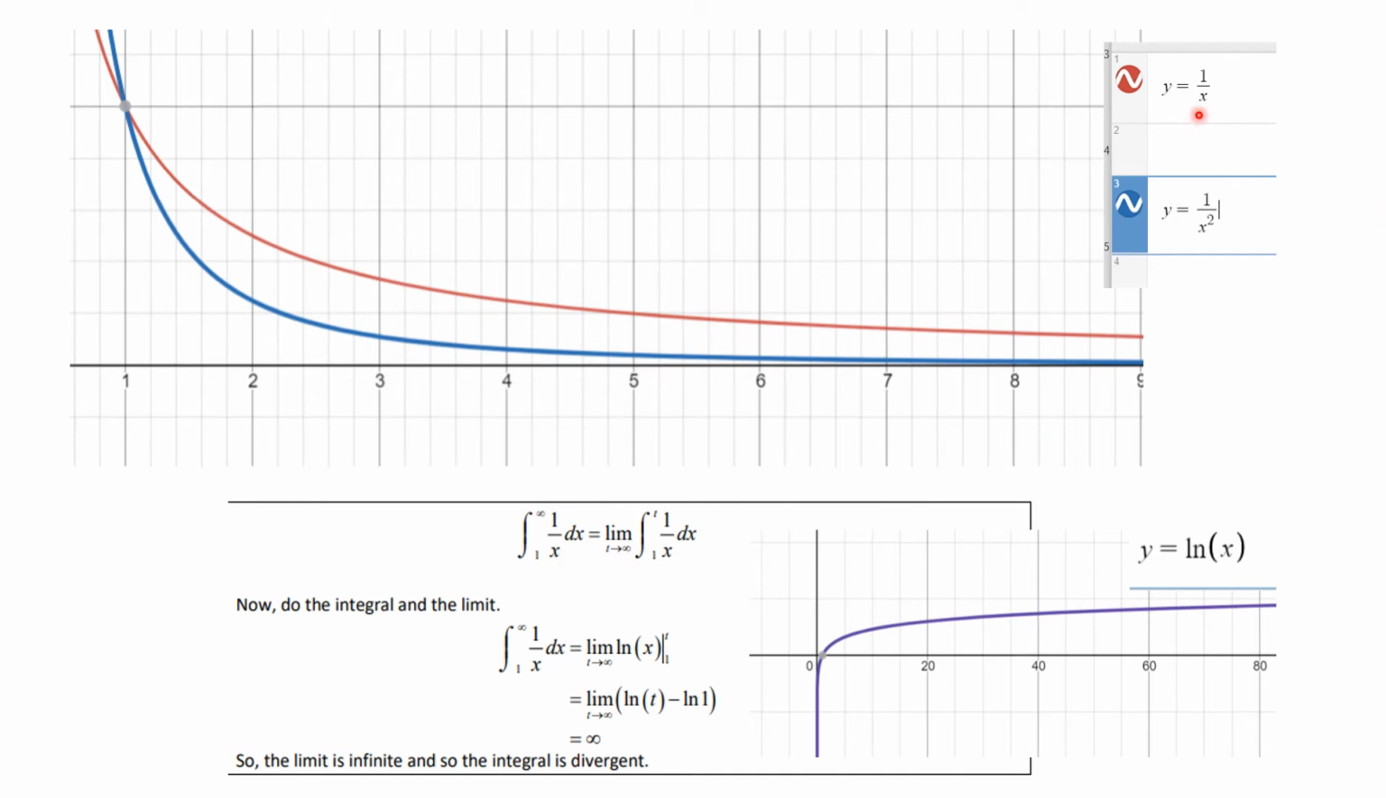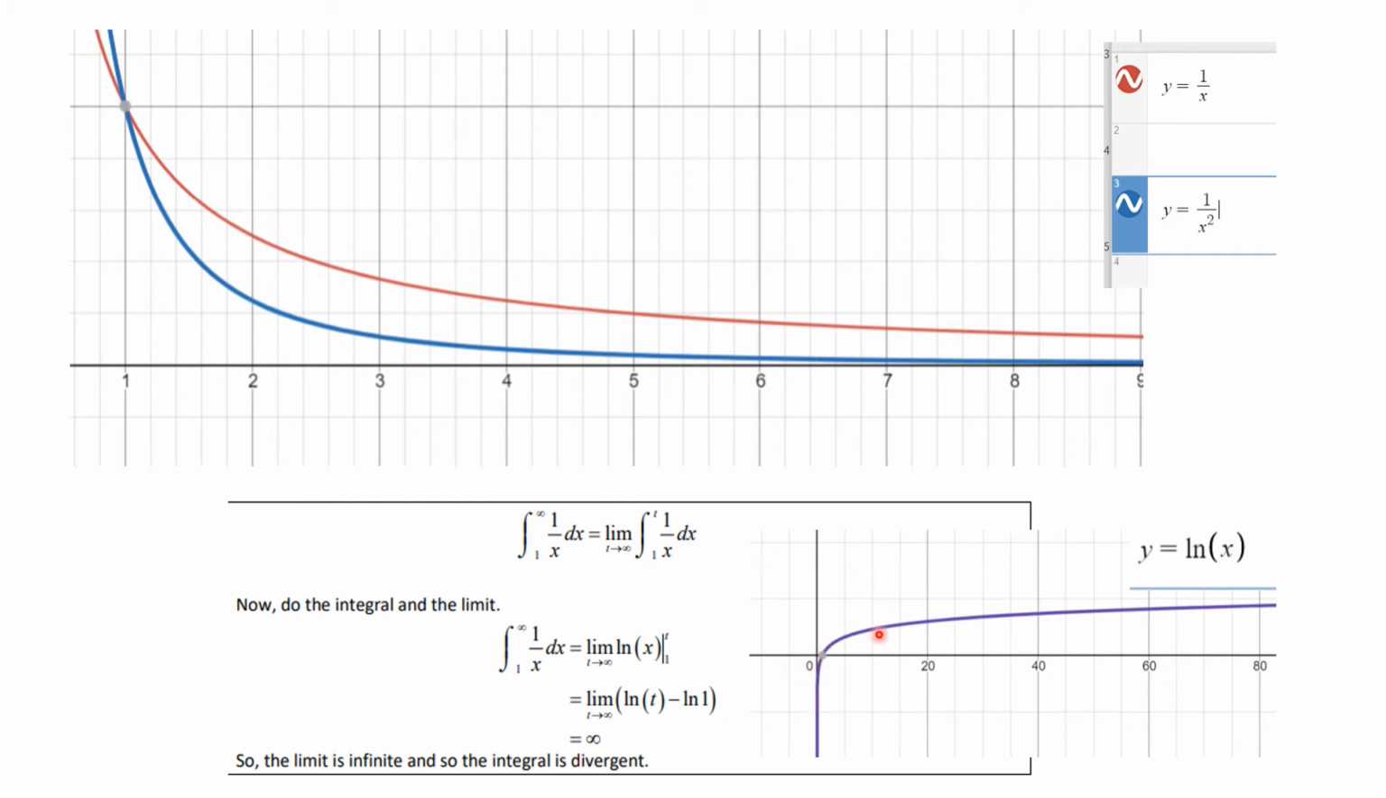Now here I have graphed 1 over x, that's the red curve. And I've also graphed 1 over x squared, which was the first one that we did. And we knew that this area here was finite, but let's talk about what happens in this case. So this is what you should have done. You should say the integral from 1 to infinity of 1 over x dx is equal to the limit as t goes to infinity of the definite integral from 1 to t of 1 over x dx, and then we compute the integral. The antiderivative of 1 over x is the ln of the absolute value of x, but t is a positive number, and so I'm just evaluating this at t and subtracting ln of 1.